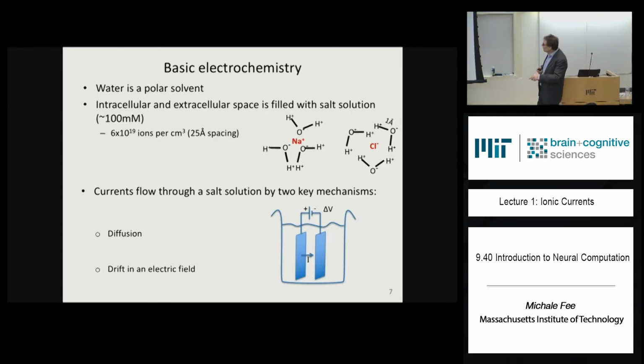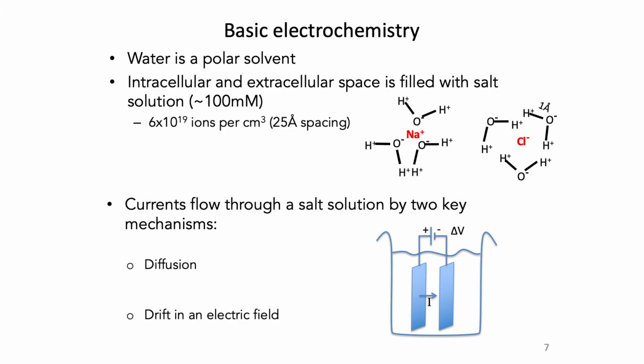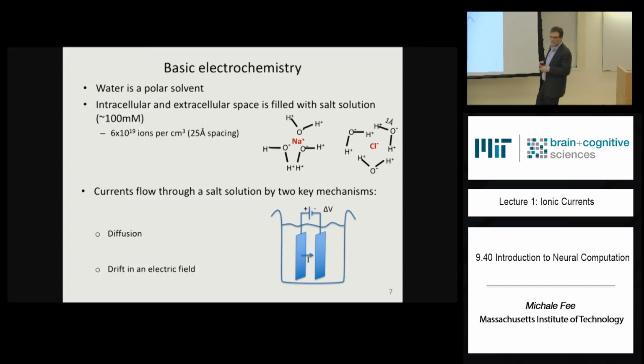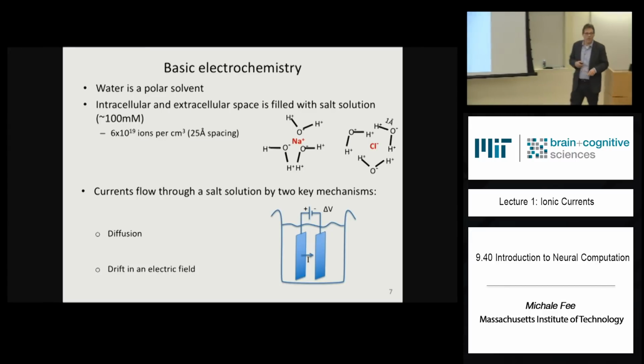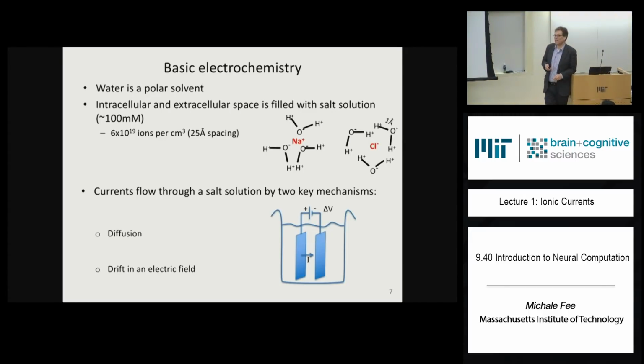So if you take a beaker filled with salt solution and you put two metal electrodes in it, you produce an electric field that causes these ions to drift in the field, and that's another source of current that we're going to look at today. Okay?